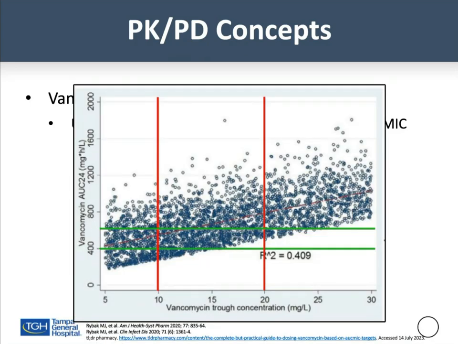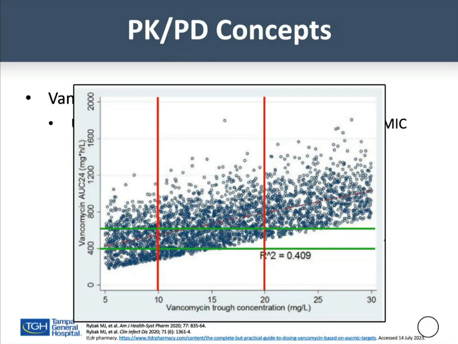I will thank Nick. I took this image from one of his previous presentations, but this is showing a graphical representation of data points of the Vanco trough and its corresponding AUC for thousands of patients. What you can see is that these data points are all over the place. The vertical red lines are showing that general trough range of 10 to 20. That's certainly a large range. And if we were targeting MRSA treatment, we would be focusing on what we thought our trough range should be, is 15 to 20. Now, the horizontal green lines is that AUC range of 400 to 600.